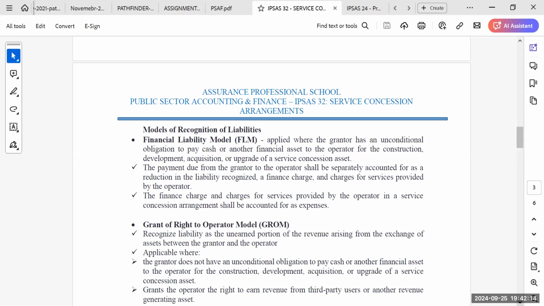Because of the car space over there, that area cannot be used. So that area will not be used for generating what? Revenue. The governments have to now reimburse them from that particular what? Unearned revenue. It is applicable. The grantor does not have an unconditional obligation to pay cash or another asset to the operator for the construction, development, the upgrading of a service concession asset. So the government will only pay this amount if revenue for that particular portion has not been earned.